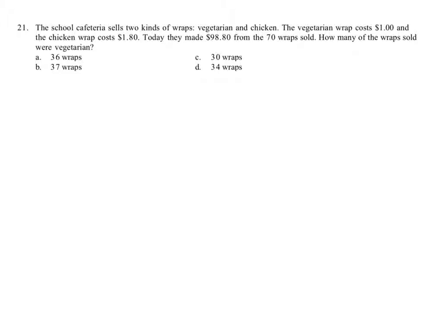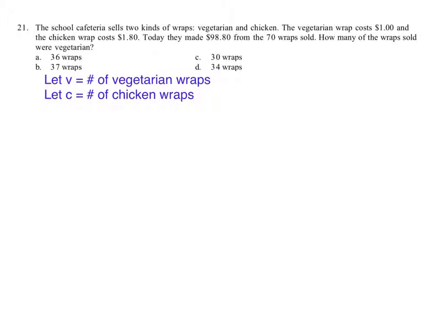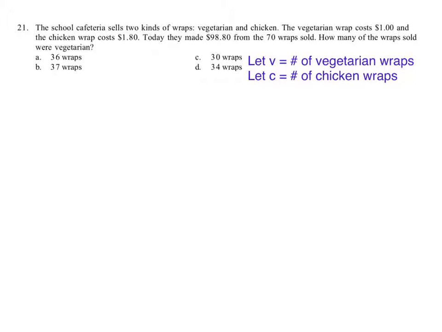So first we need to define the variables and say, let V equal, we could use X or Y, but sometimes it's nice to use the letter of the thing that it's representing, the number of vegetarian wraps. And of course then let C equal the number of chicken wraps. Okay, we've defined the variables. I'm going to stick that over here.